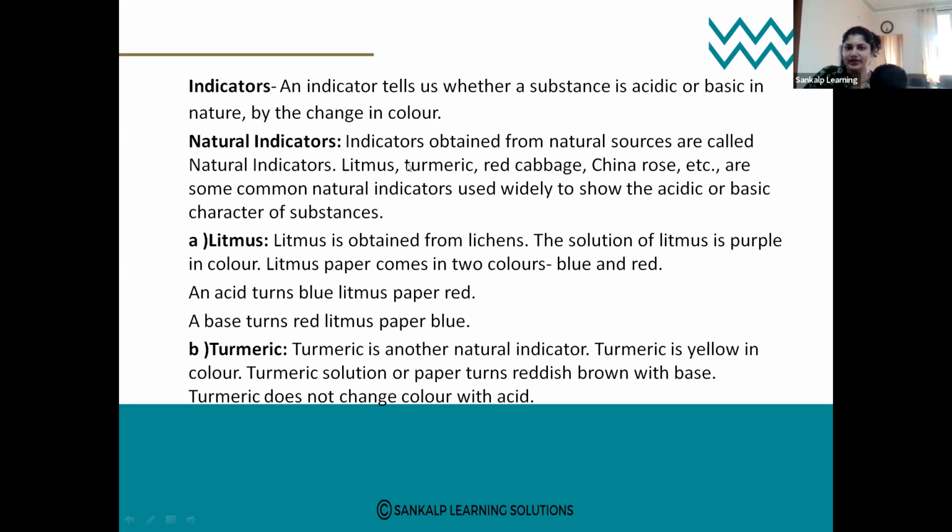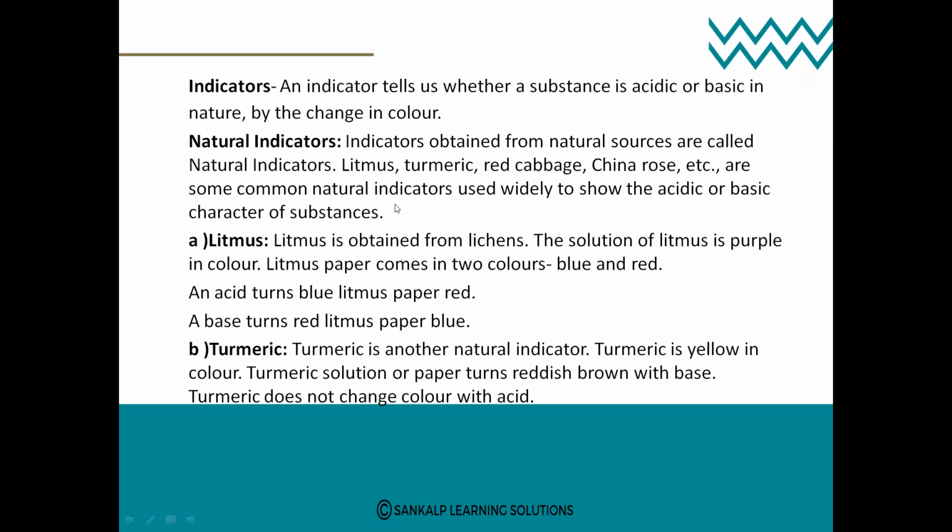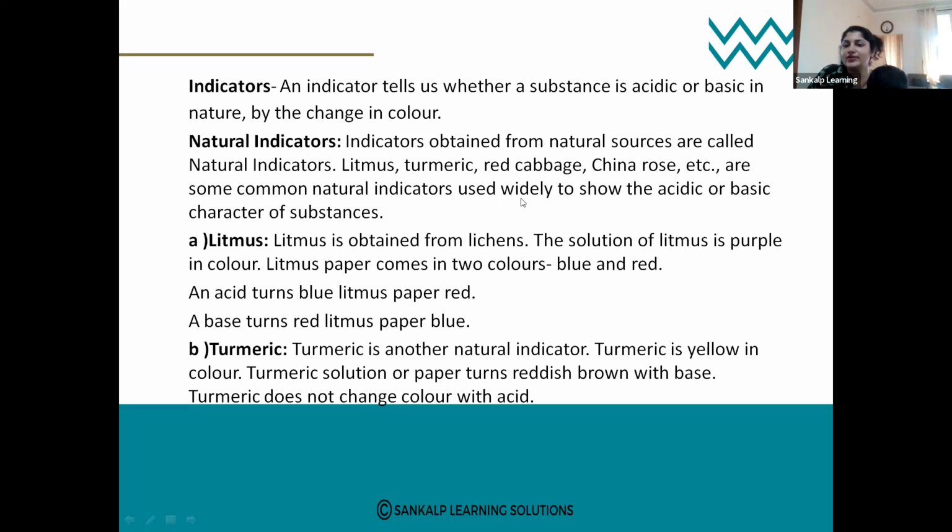Litmus paper, turmeric, then red cabbage. The cabbage will be red in color. Then China rose, which is a flower. This is also a natural indicator. These are some of the common natural indicators, obtained from natural sources. They tell you about the characteristics of the given solution, whether it is acidic or basic in nature.